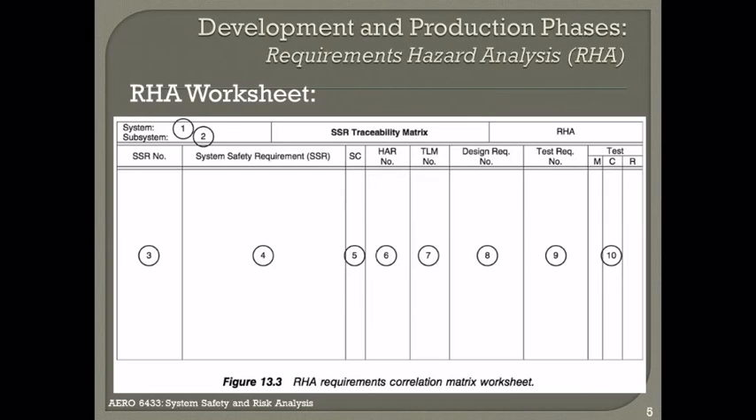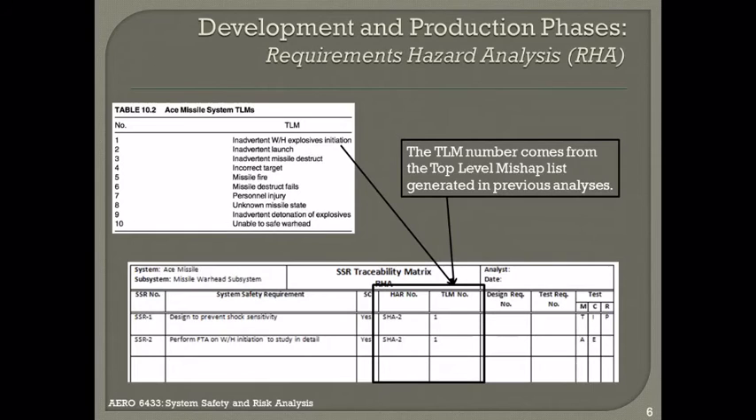The requirements hazard analysis starts by gathering all of the information related to system safety requirements. That's where this hazard analysis technique will start. Remember that those are coming from the recommended actions of other analysis techniques. Requirements hazard analysis correlates those system safety requirements and top-level mishaps into this hazard analysis technique. Note that there may be more than one system safety requirement for a given hazard or top-level mishap.